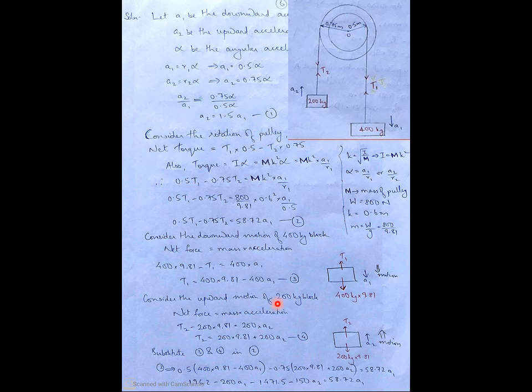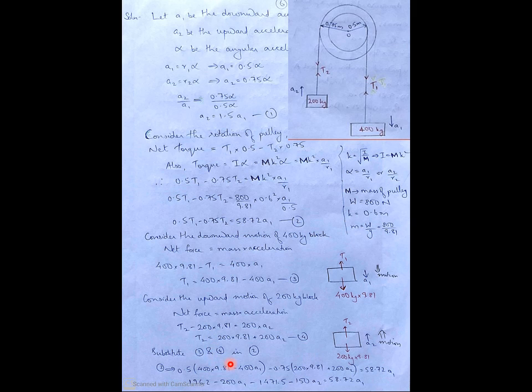Similarly, consider the upward motion of the 200 kilogram block. 200 is acting downwards; in terms of weight, it is 200 into 9.81. T2 is the tension, A2 is the acceleration, and the motion is upwards. So the net force in the direction of motion is T2 minus 200 into 9.81, equal to mass 200 into A2. That is equation 4. Now substitute equation 3 and equation 4 in equation 2.